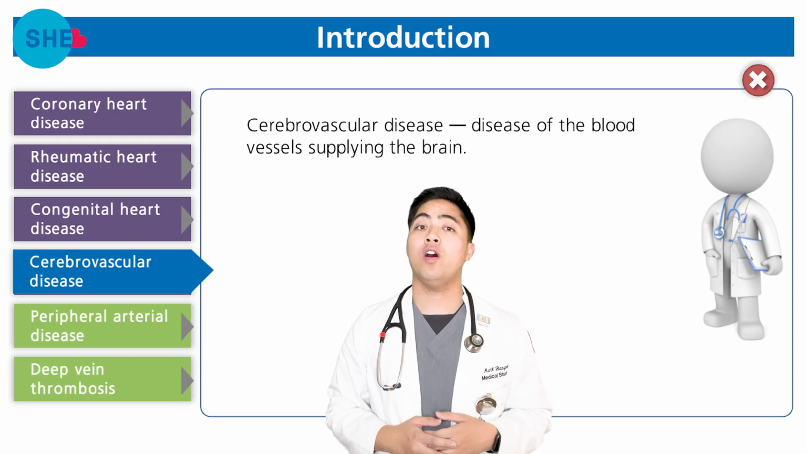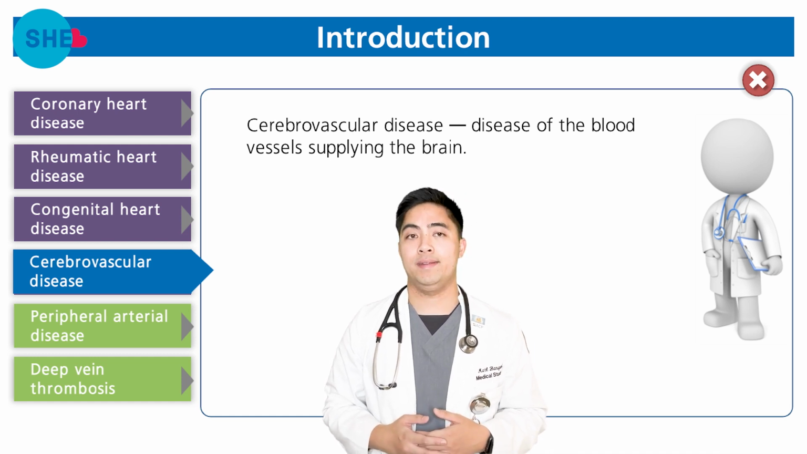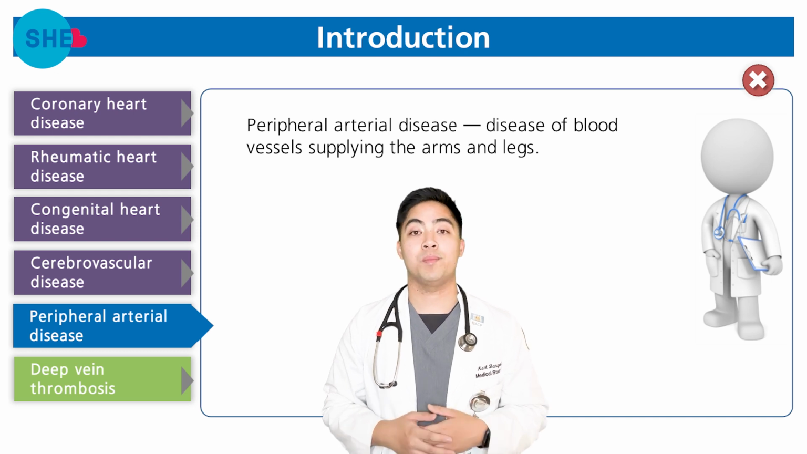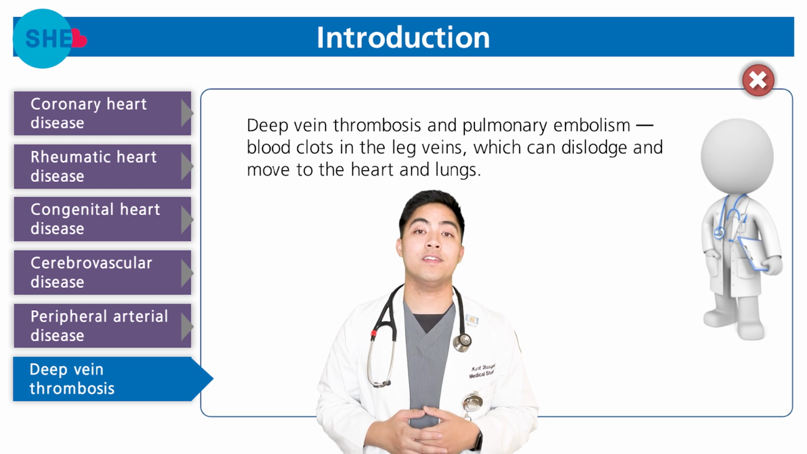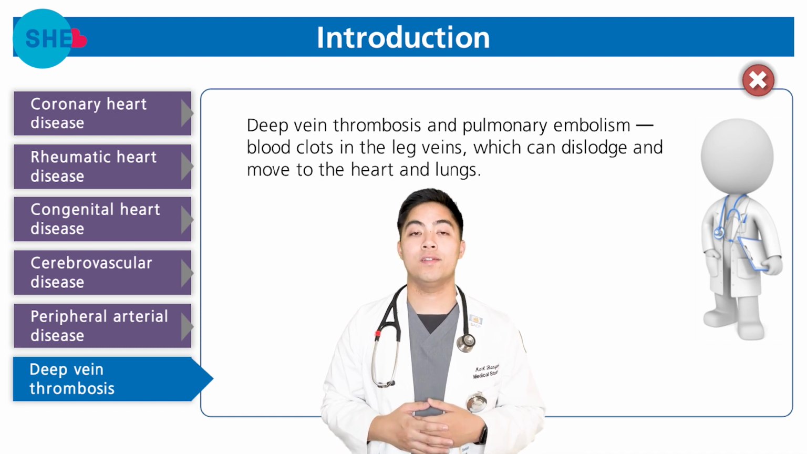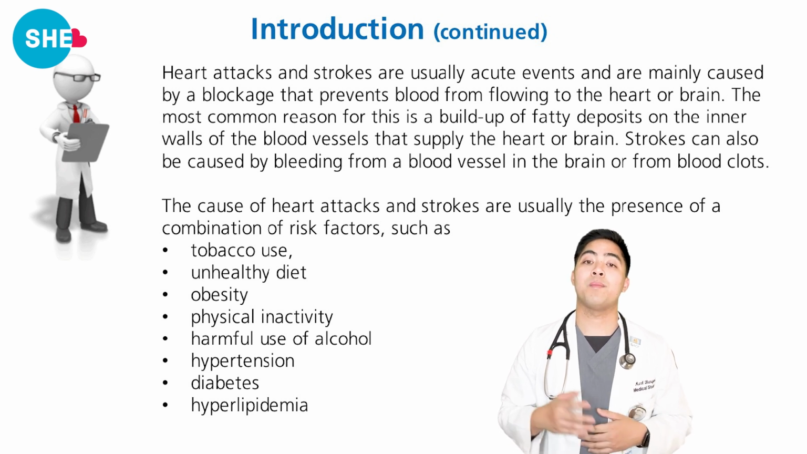Cerebrovascular disease, also known as stroke, is caused by problems with the vessels supplying the brain. Peripheral artery disease consists of problems with the vessels supplying the arms and legs. Deep vein thrombosis and pulmonary embolism are caused when clots block veins in the legs or move to the lungs and heart.